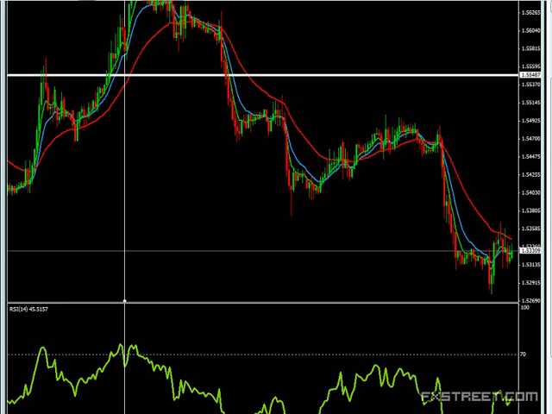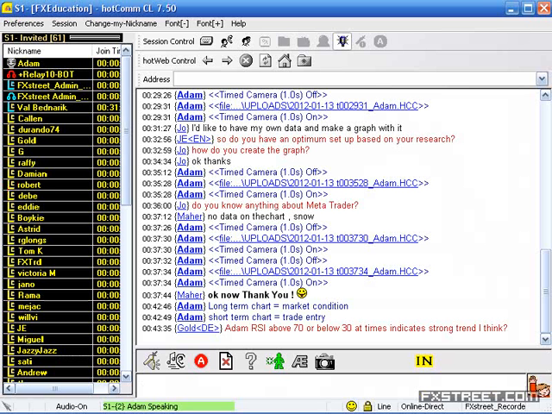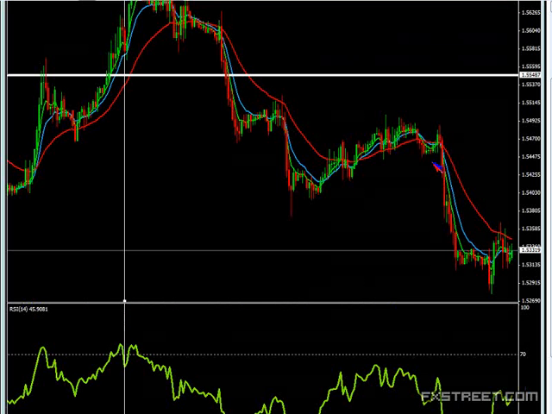Question is, RSI above 70, below 30 at times indicates a strong trend, I think. You are correct. There are different uses for the RSI. I hope we have time to talk about it as well. I'll talk about it right now, actually.